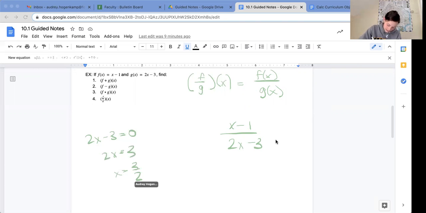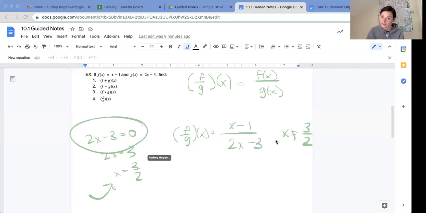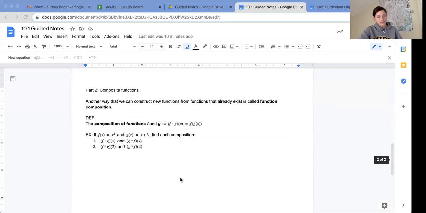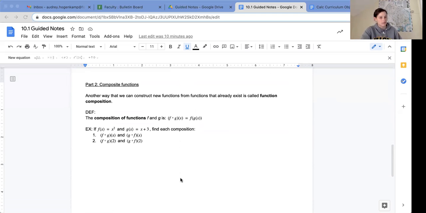So we would say that f divided by g of x is equal to x minus 1 over 2x minus 3, and x cannot equal 3 halves because, as we know, if x was equal to 3 halves, our denominator would be equal to 0, which is not allowed. So f divided by g of x is x minus 1 over 2x minus 3. x can't equal 3/2.